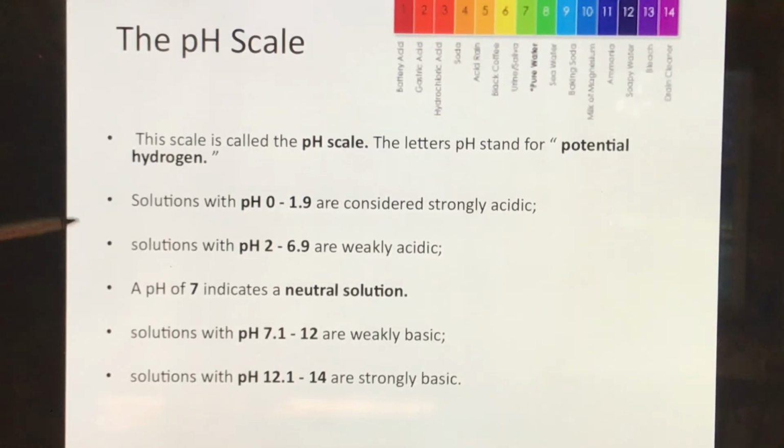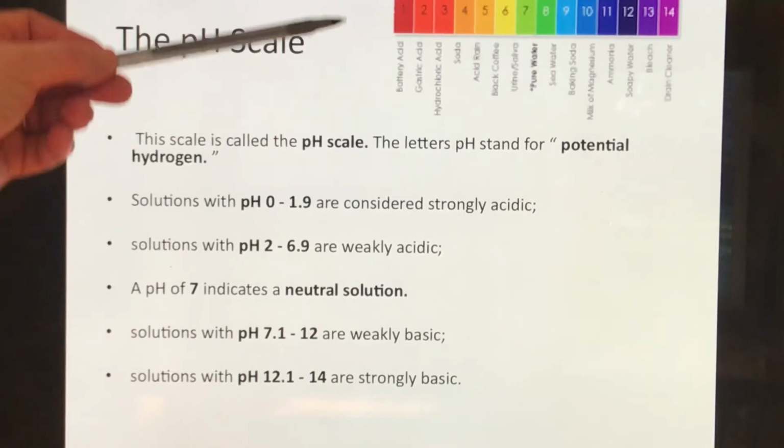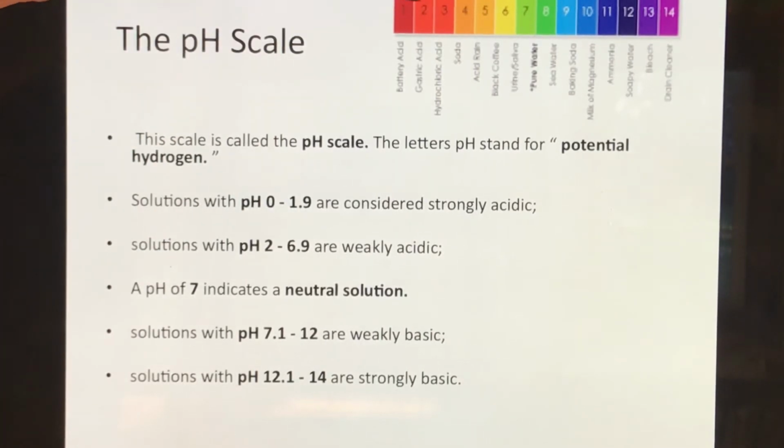So they categorize here. It says solutions with pH 0 to 1.9, so that would be 2, are considered strongly acidic. One example here would be battery acid or gastric acid, that's in your stomach. Solutions from 2 up to just before 7, 6.9, are considered weakly acidic. That's considered soda. They have even here acid rain, black coffee. And then a pH of 7 is neutral.